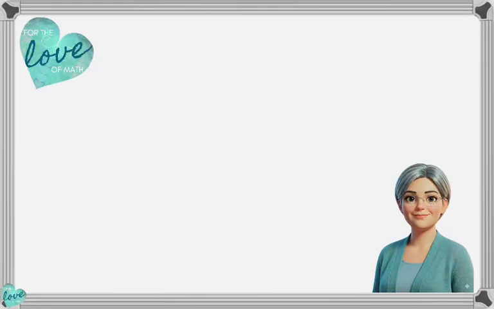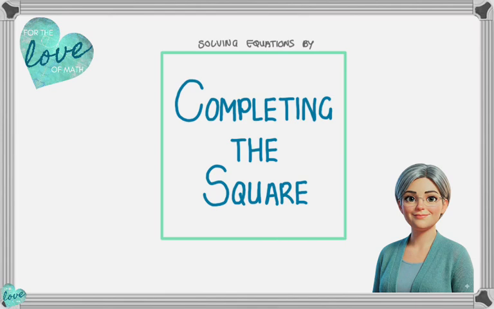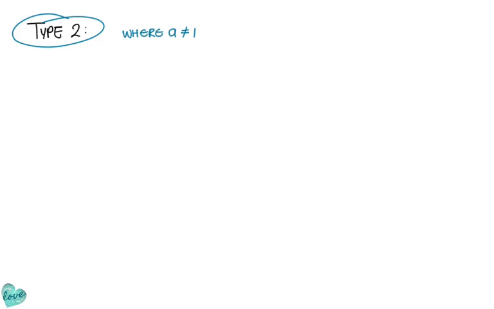You're here with me, Yolandi, and we are solving equations by completing the square today. We are looking at type 2, where our a is not 1. And our first example, we'll see here that the x squared's coefficient is minus, not just 1, but minus 1.